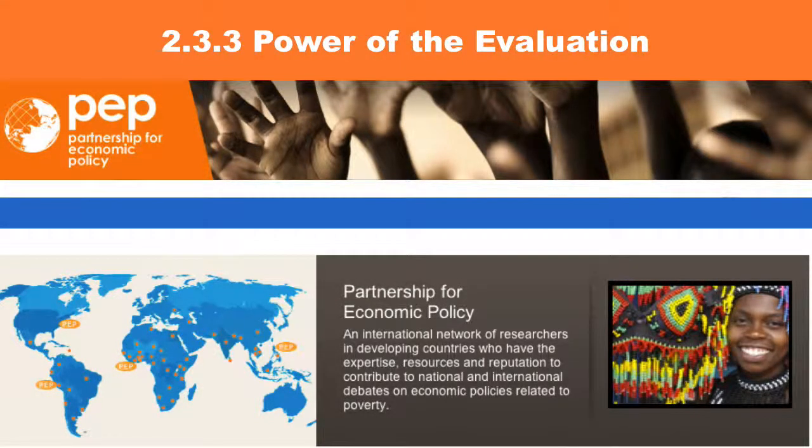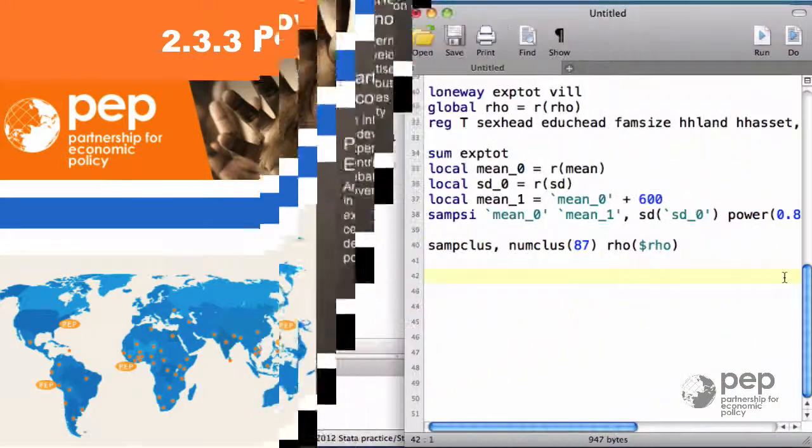Power. The power of an evaluation is the probability to conclude that a program has an impact when in fact it has one. It's a probability of being right. When submitting a proposal, you should include the calculations of the power of your evaluation. For this, try to use as much information as you have available.